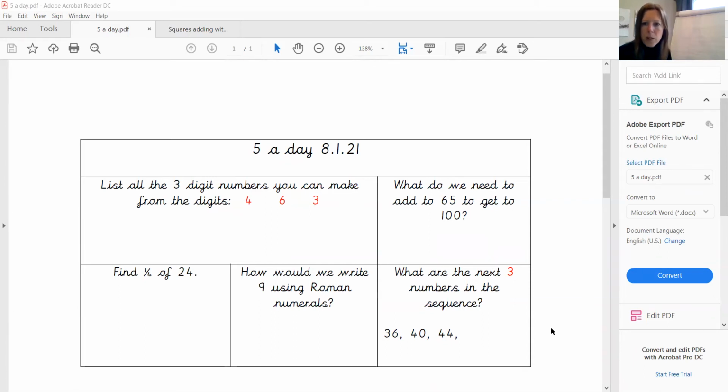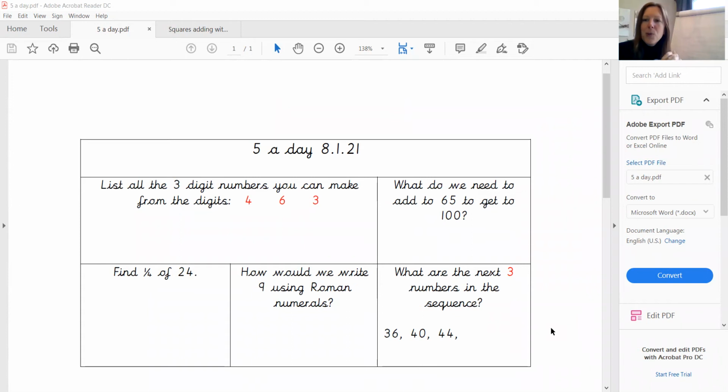Wonder if anybody has spotted my mistake on the sheet today for 5 a day, those observant ones. I know there's some very observant children amongst you. Wonder who spotted the mistake. Yeah, it's the wrong date, isn't it? What's wrong about the date? Did we spot 8.1.21? We're not in January anymore. We've moved into February, so that should be 8.2.21. So well done if you spotted the mistake on that there.